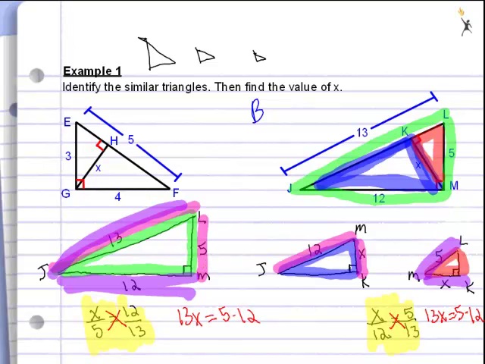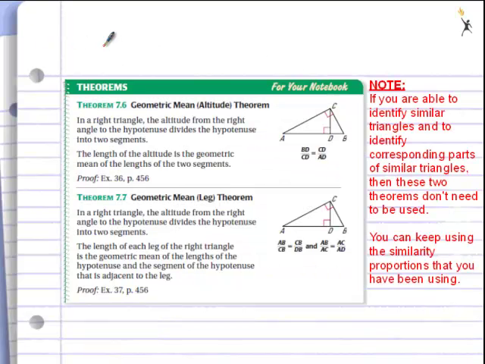Maybe the next page, flip the page with me, maybe this page will help you, because this deals with geometric mean. This deals with the altitude and the leg of our triangles. Now, in Theorem 7.6, or the geometric mean altitude theorem, it says in a right triangle, the altitude of the right triangle to the hypotenuse divides the hypotenuse into two segments. And what that means is, let me back up so you can actually see it.